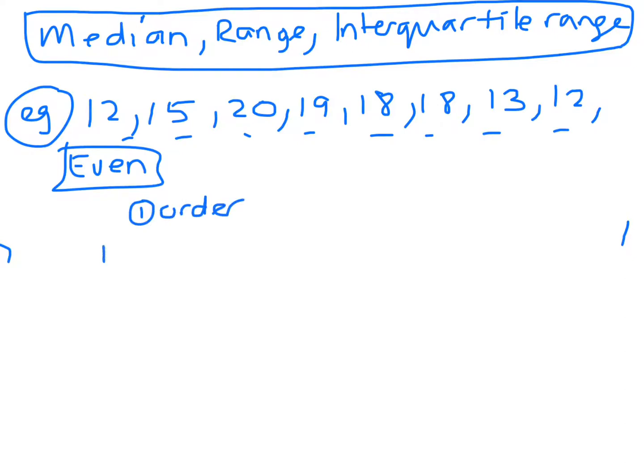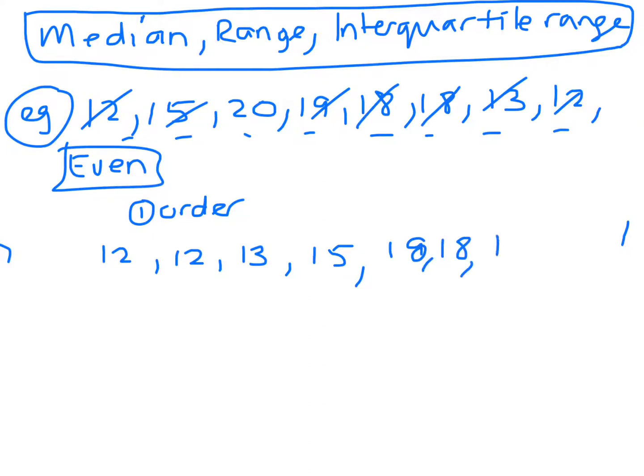So to put them in order, it's 12, 12, 13, 13, then we've got 15, 15, 18, 18, and then 19, and then 20. That's 1, 2, 3, 4, 5, 6, 7, 8.